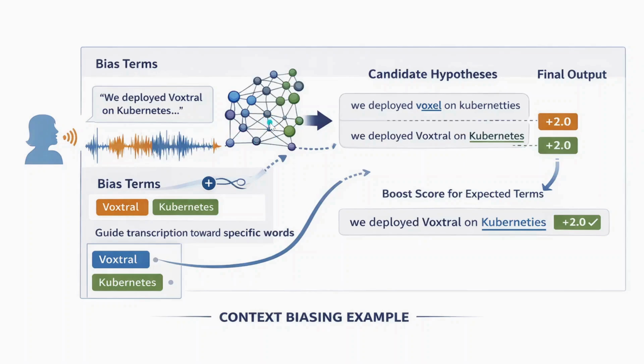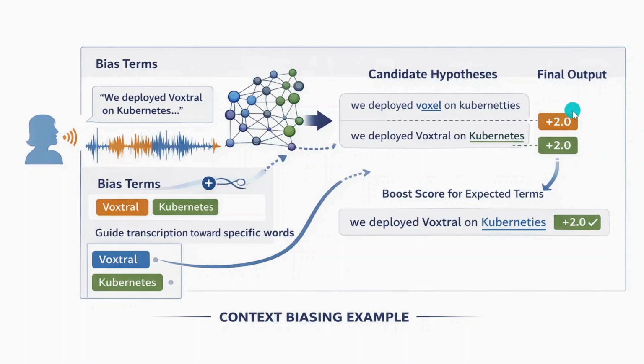Now, for example, the spoken phrase "we deployed Voxtral on Kubernetes" may produce candidates like "we deployed Voxel on Kubernetes" or "we deployed Voxtral on Kubernetes." So both are candidate hypotheses, which means that both are possibilities for the spoken audio. Now, because they sound similar, the decoder often considers both common and domain-specific words.